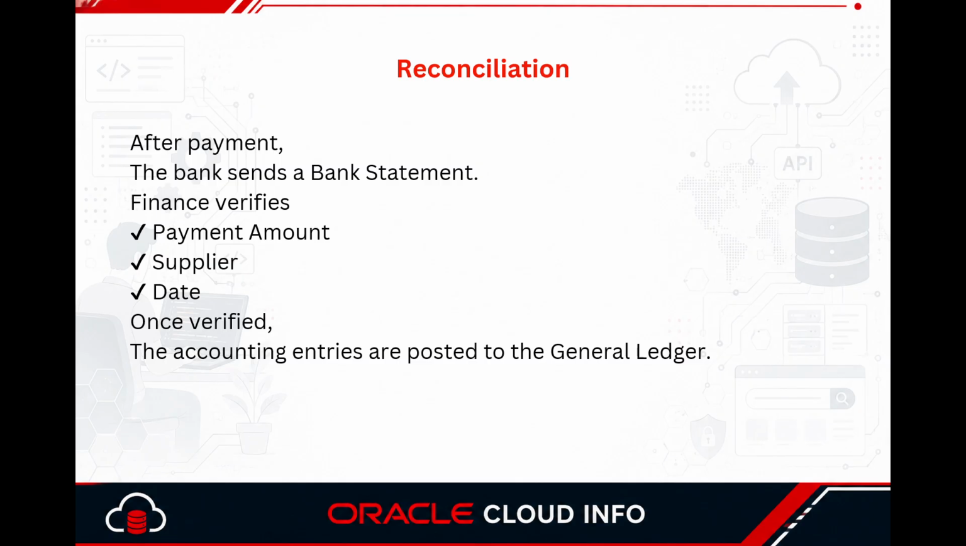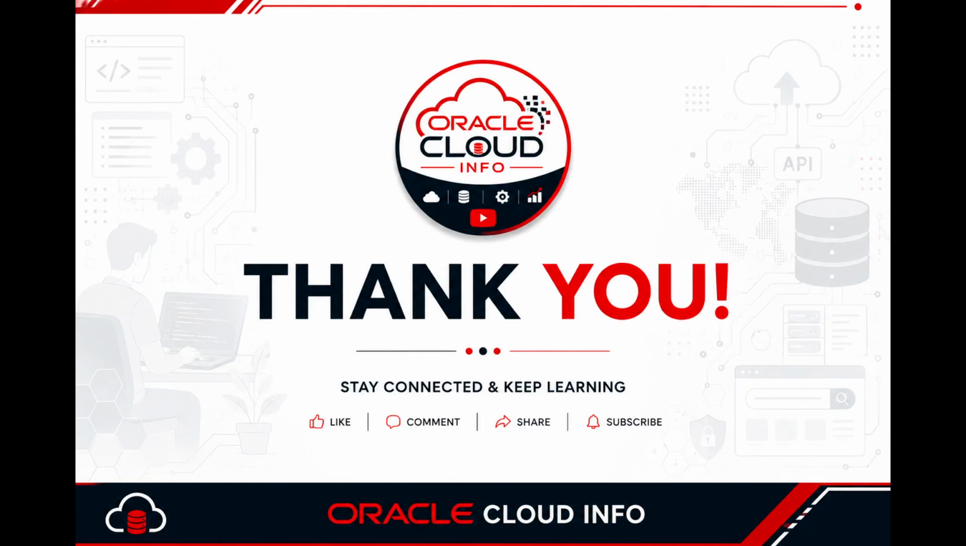Once the payment has been done, the bank will send a bank statement to the organization, and the finance team verifies the payment amount, supplier, and date. Once they verify, the accounting entries are posted to the general ledger. So that's the full P2P process.